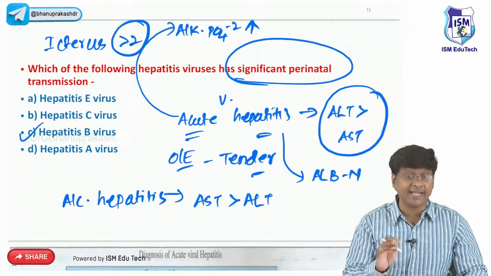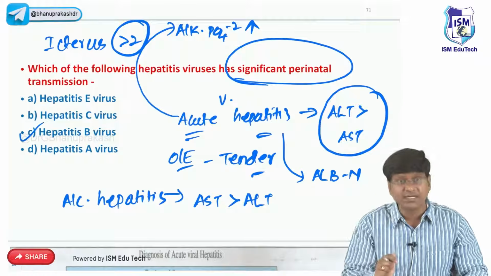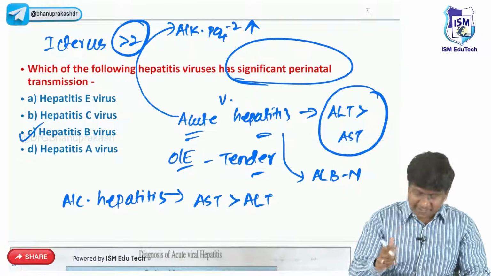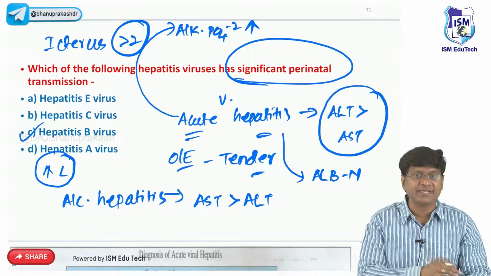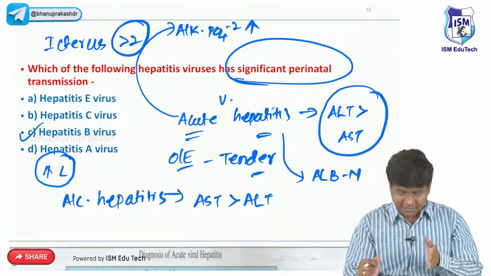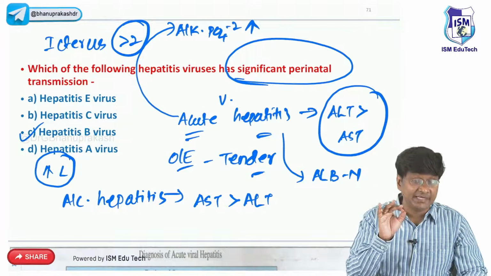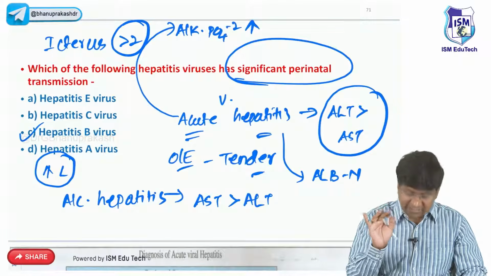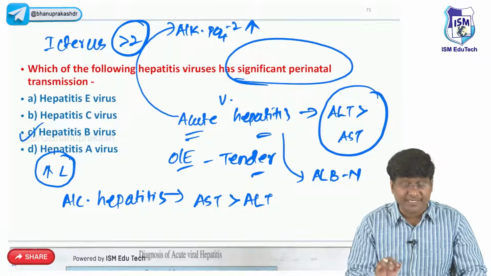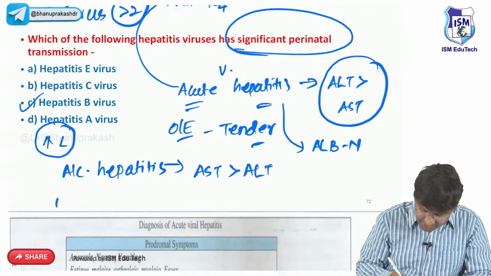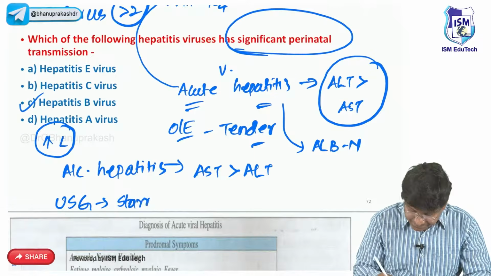Now followed by this, one more important thing in case of acute viral hepatitis that you need to know is the USG abdomen. When you do a USG abdomen in case of acute viral hepatitis, there will be an increase in the liver span. And not only that, the ultrasound liver will show a characteristic echo texture. What is that characteristic echo texture that can be seen in viral hepatitis? The ultrasound shows the characteristic starry sky appearance.